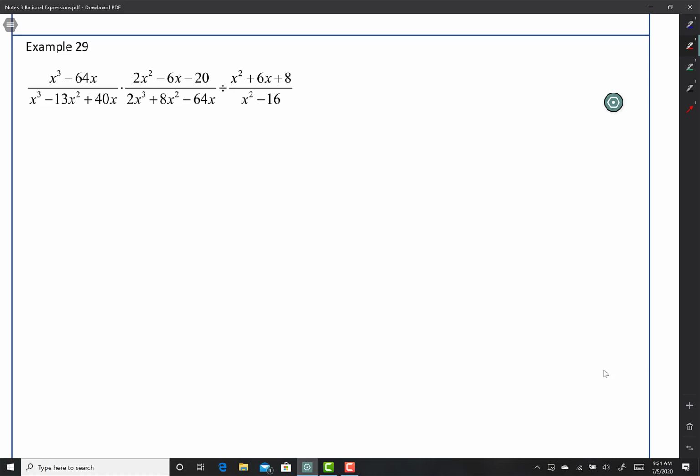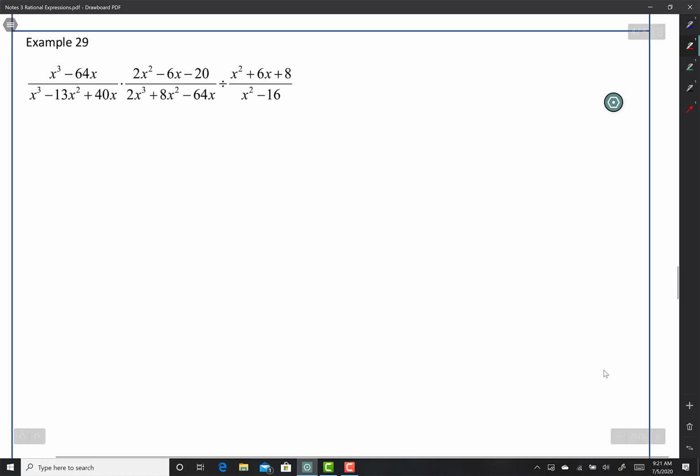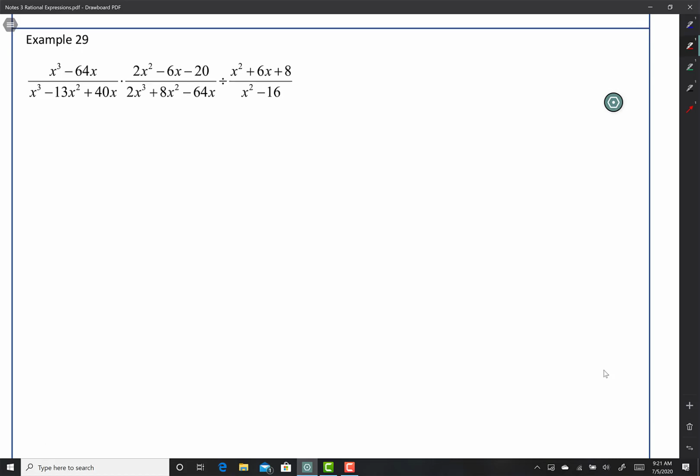Again, I see a division symbol, so I'm going to do keep, change, flip. I'm going to factor out where I can initially, and then we'll keep going from there. So let's see. I'm going to factor out an x first. And yes, if you already see that it's x squared minus 64 and you want to do x minus 8, x plus 8, go right ahead. I'm just trying to show as many steps as I can initially here.